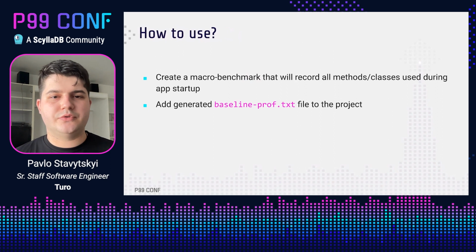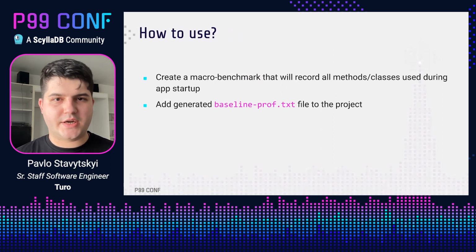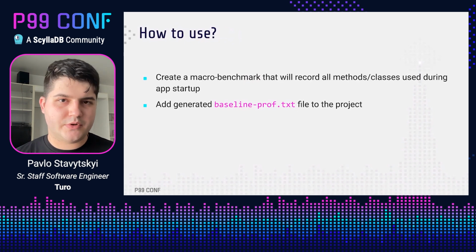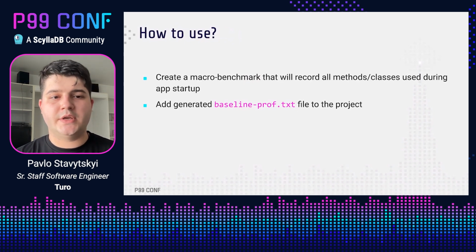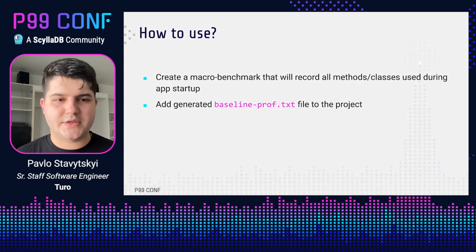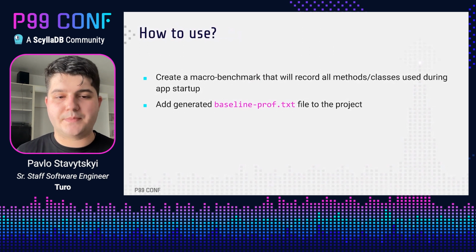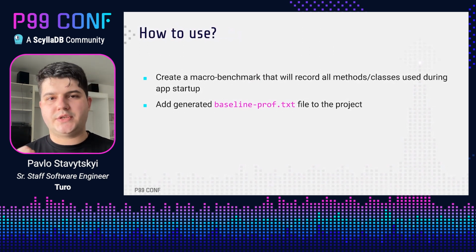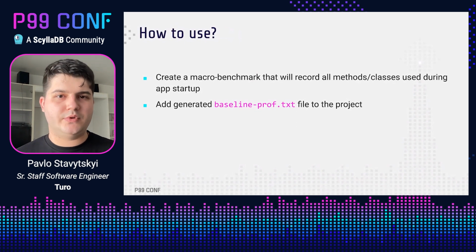And how to use baseline profiles and startup profiles. I won't be diving into specifics in detail, because the documentation covers it pretty well, but the gist of it is that you create a macro benchmark, which is an instrumentation test that will record all methods and classes used during app startup. And then it will generate a txt file, which you just need to put into the right place in the application. And when you build the application, it will have the baseline profiles inside.